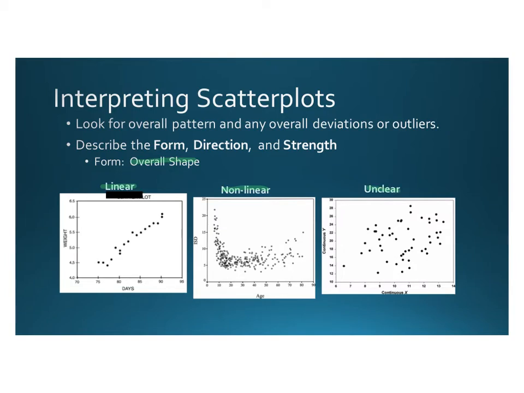Now this one on the right, I would still probably classify it as linear. I mean, it looks like you could draw a line through it. But if you were to write unclear in a scatterplot such as this, it should be okay.